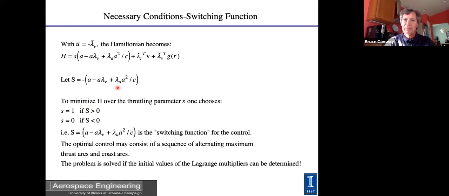For this simple problem, this arises a lot. There is no case where intermediate thrust is minimizing. So the throttle is either fully open or fully closed.